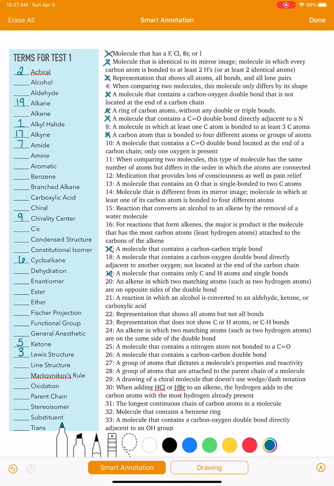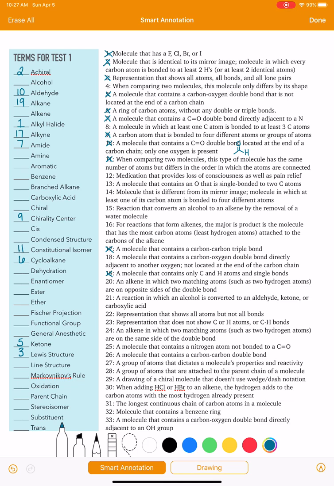10, a molecule that contains a carbon-oxygen double bond at the end of the carbon chain. Only one oxygen is present. That sounds like an aldehyde. Number 10 is aldehyde. 11, when comparing two molecules, this type of molecule has the same number of atoms but differs in the order in which the atoms are connected. That would be our constitutional isomer. Number 11 is a constitutional isomer.